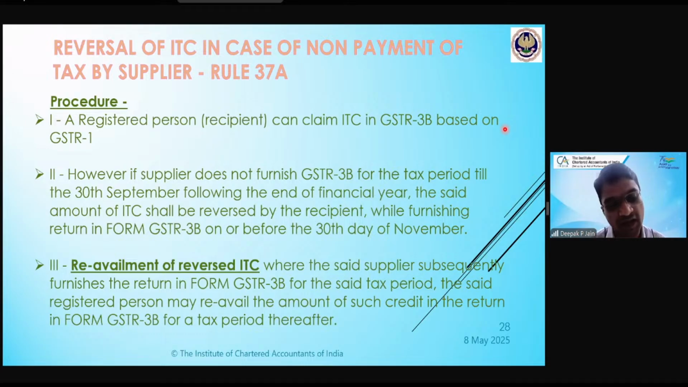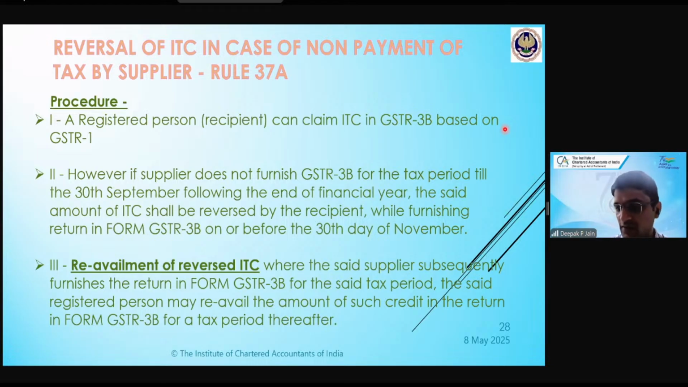No, because one of the conditions says that the tax on that supply has to be paid to the government. Only if the supplier pays the taxes to the government can the government give you the credit, right? In this case, the supplier has not paid the taxes to the government. He has only filed GSTR-1. So he has to file the 3B. Only then you get it. Only then the government gets the revenue.